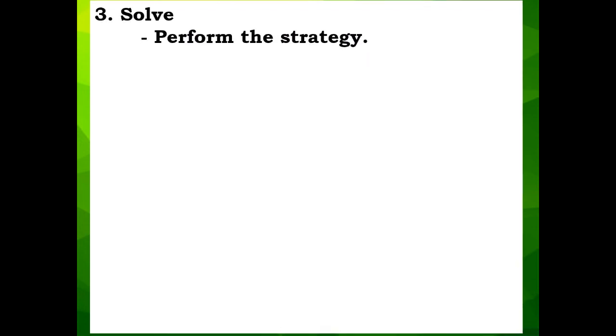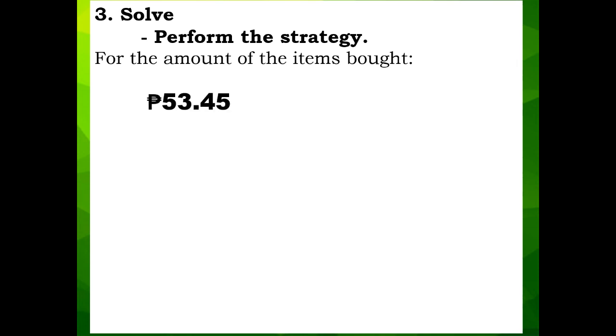We now have the plan to solve the problem. So children, it's time to execute or perform the strategy. Are you ready? For the amount of the items bought, we will write the given facts in a column form. We have 53 pesos and 45 centavos for a set of colored pen, 35 pesos and 75 centavos for a notebook, and 24 pesos and 50 centavos for a liquid eraser.